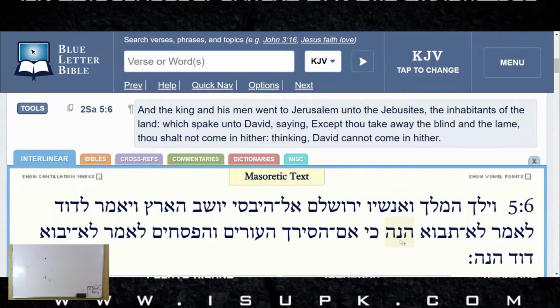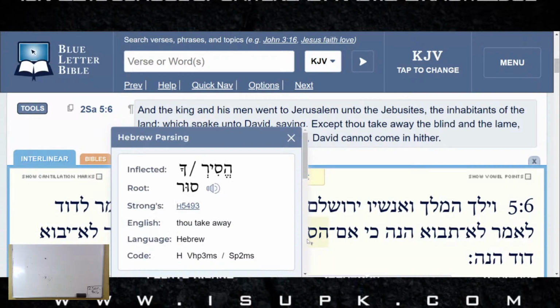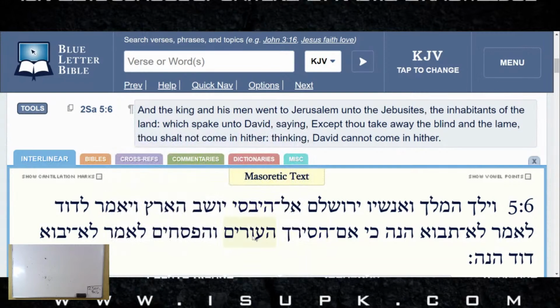Hana, here or hither. Except if you take away the blind and the lame, thinking, cannot come in, David, here. Thinking David cannot come in here.